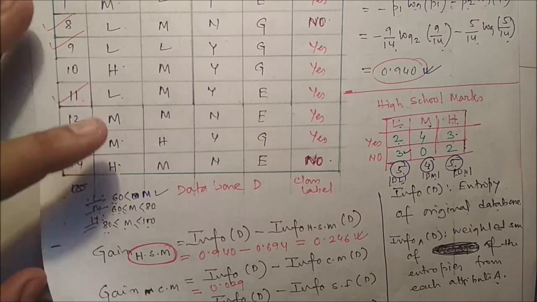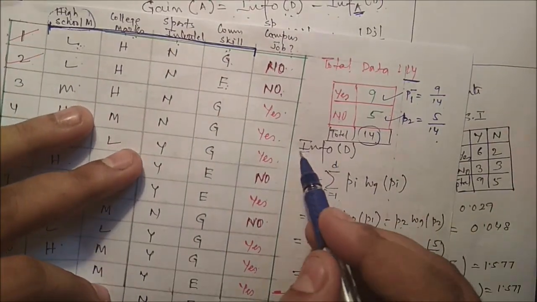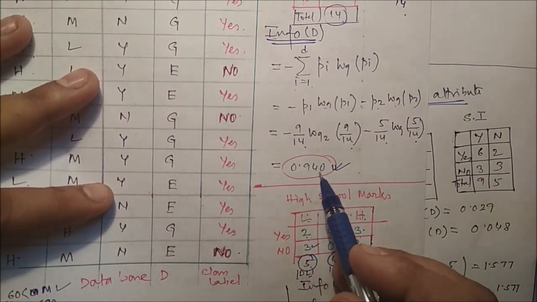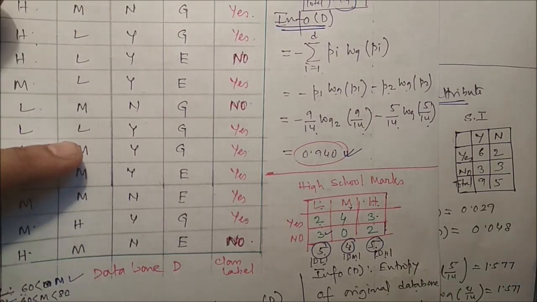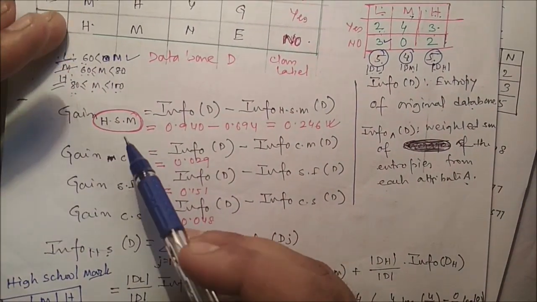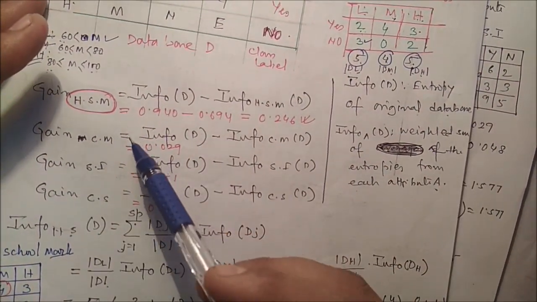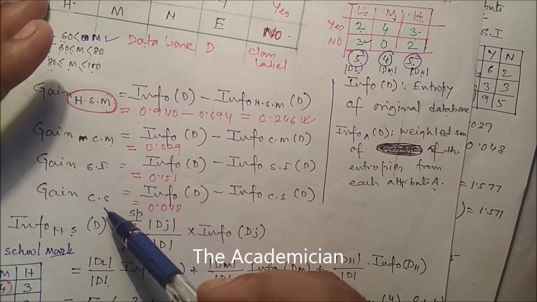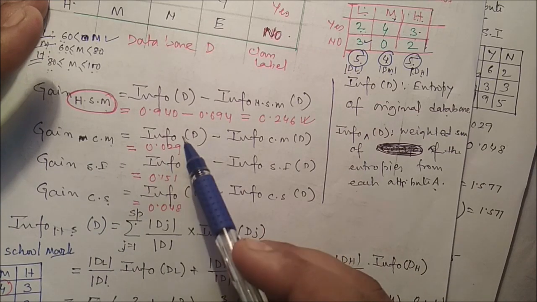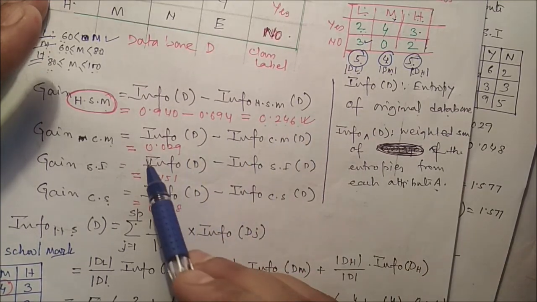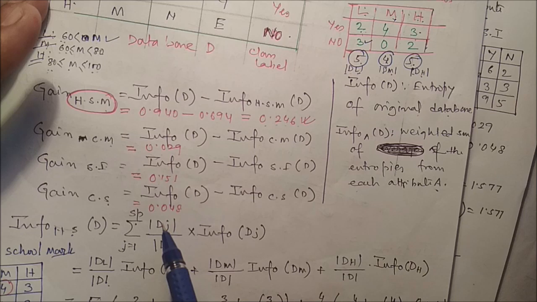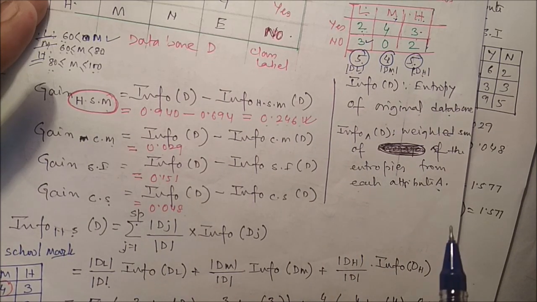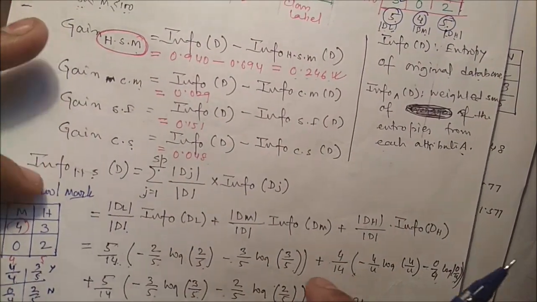Here we have identified Info(D) for the whole database as 0.940, and we have calculated the gain for all the attributes: high school marks, college marks, sports interested, and communication skill. The gain values are 0.246, 0.029, 0.151, and 0.048.